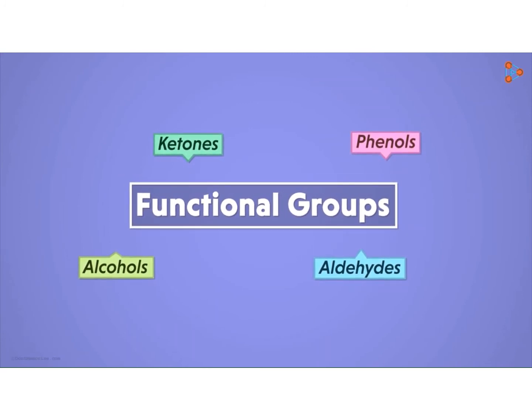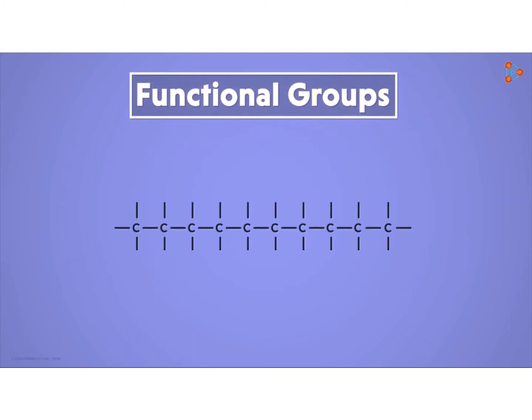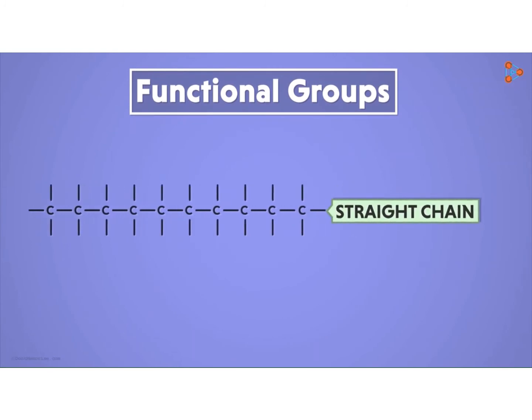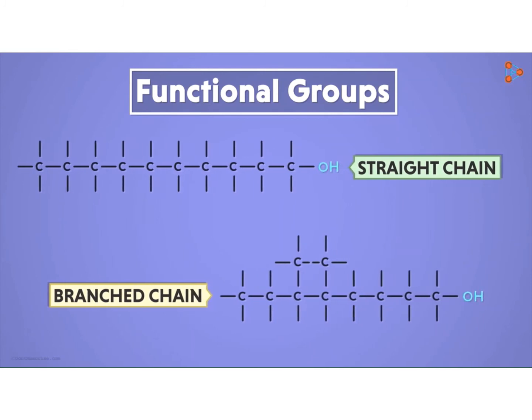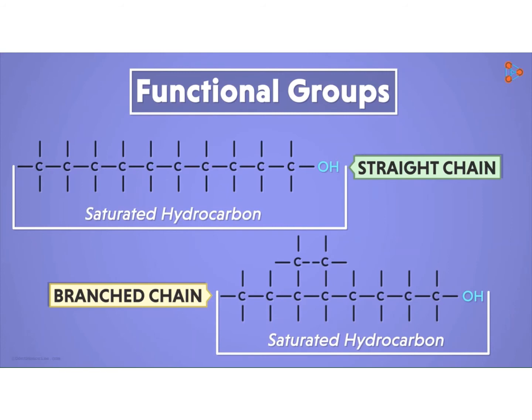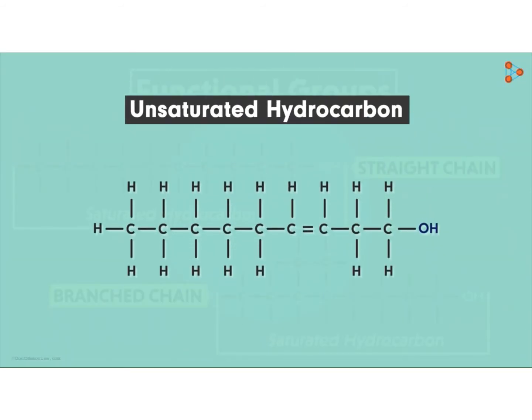So let us say we take a carbon chain of 10 carbon units. The carbon chain may be a straight chain or a branched one. Say it has an alcoholic functional group attached to it. This was the case of saturated hydrocarbons. The same holds true for unsaturated hydrocarbons as well.